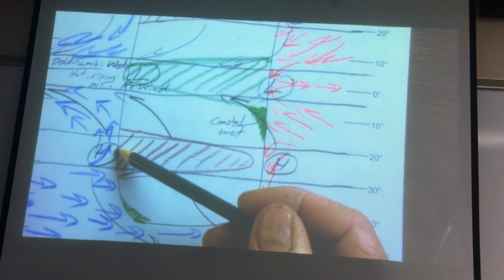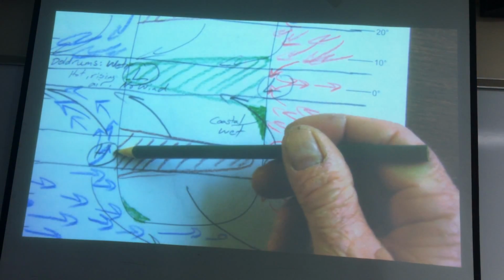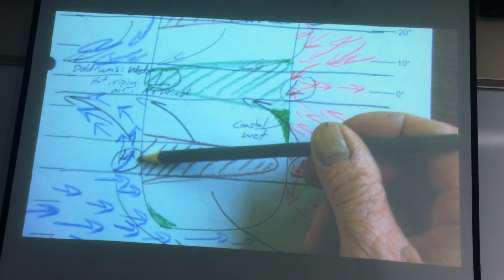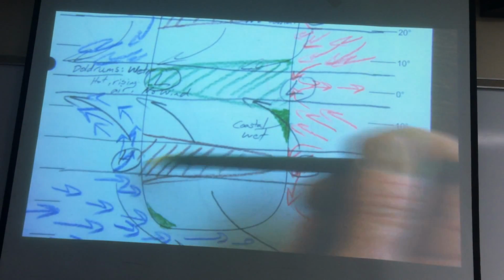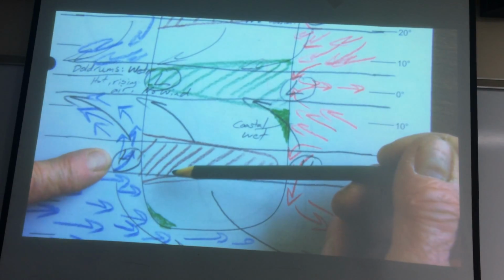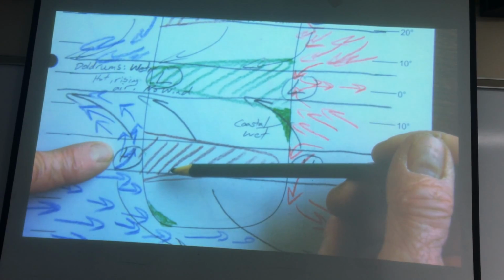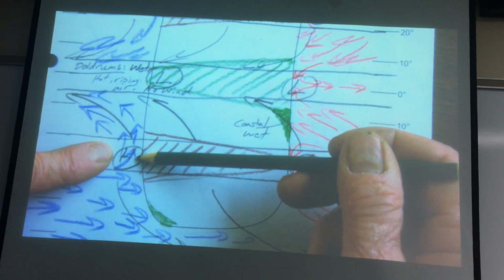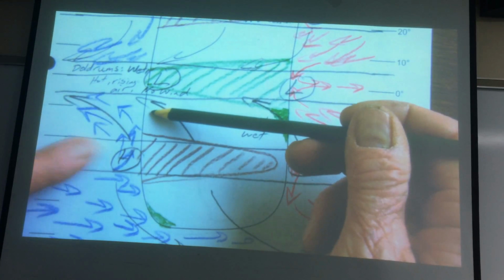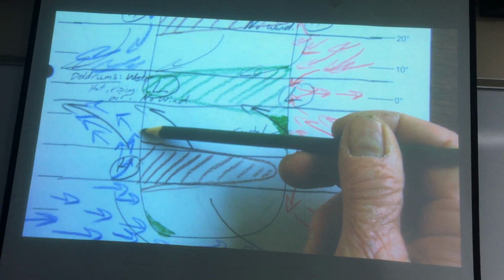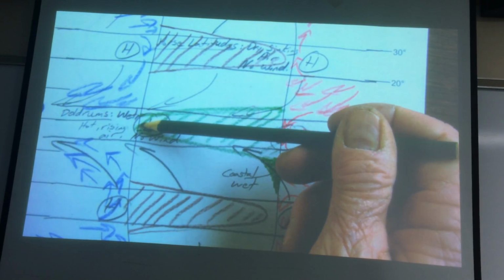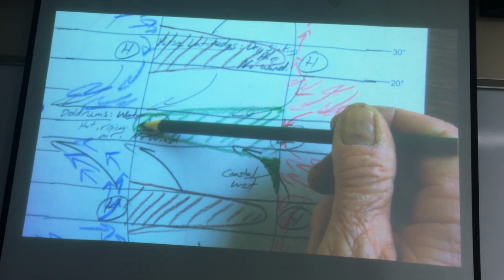How about right here? Is there wind coming from the ocean? No, because there's not any wind. What's the air doing in high pressure? Sinking. This is sinking air. How about right here? Is the wind coming from the ocean? No, it's coming from the land. How about here? Is there wind, first of all? No. So we can move on.